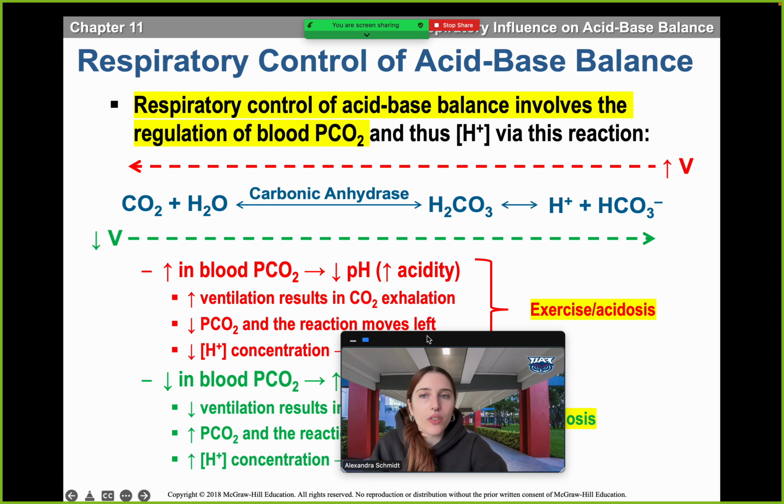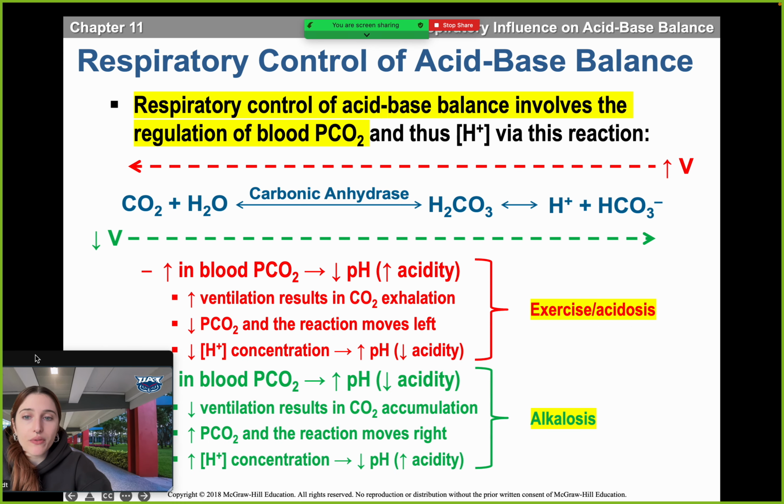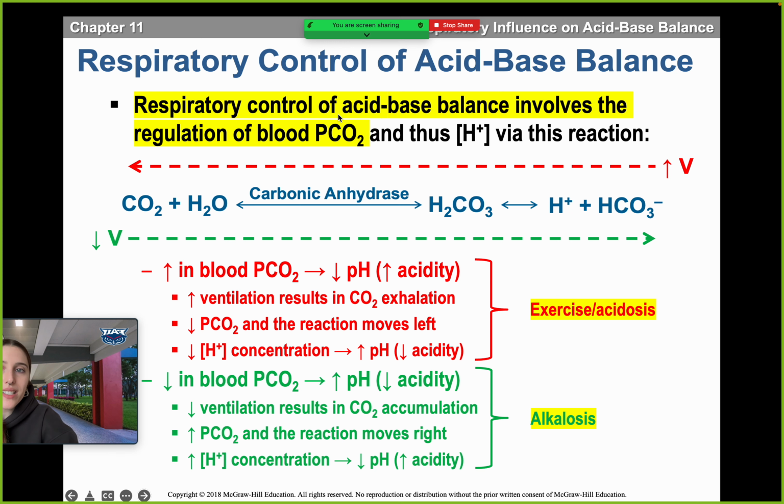Okay, so this slide is pretty straightforward. We've already seen this reaction here, right? This is our bicarbonate reaction. We know when CO2 levels go up, we're going to breathe out to get rid of it. So we've got ventilation here. If we increase ventilation, this reaction is moving to the left. If we decrease ventilation, this reaction is moving to the right. That's what we're looking at here.